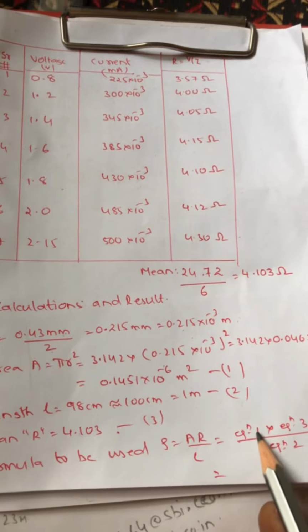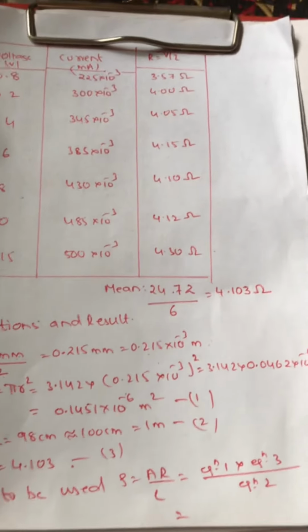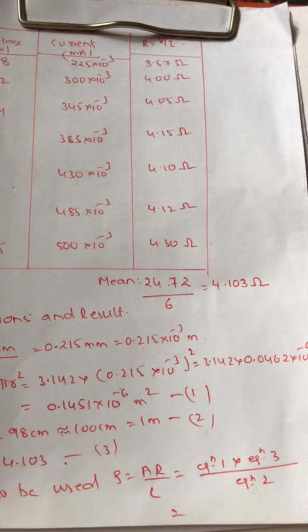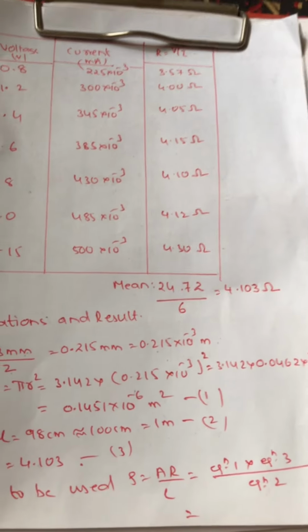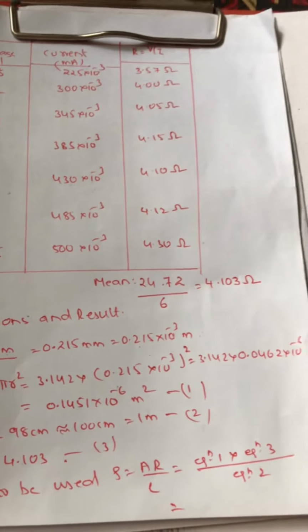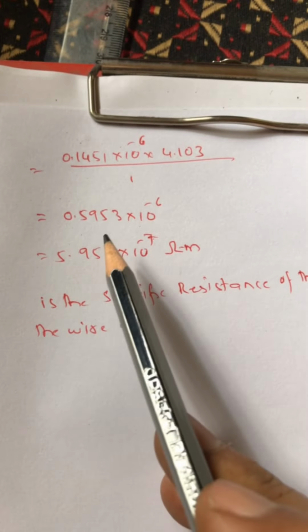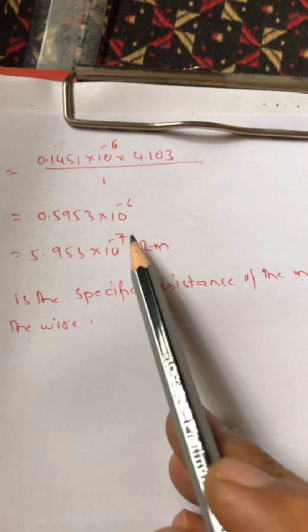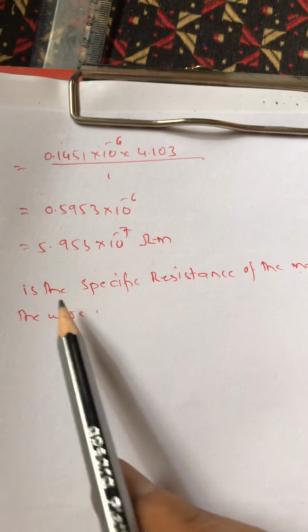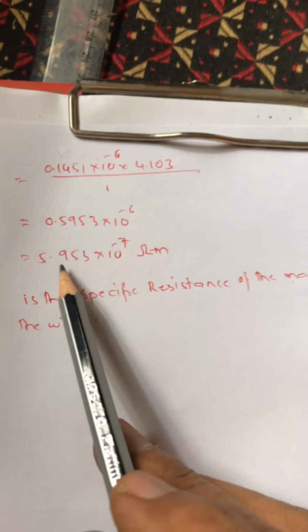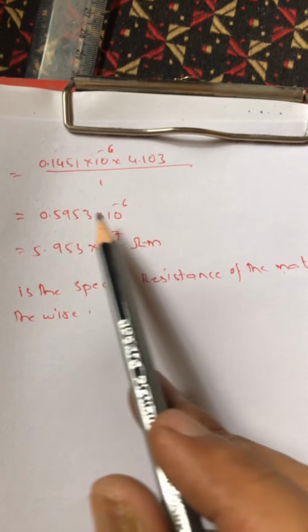Fine. So what do we get? Shall I wait for a minute or so? You can continue. Just do this calculation and you should end up getting the value 5.953 into 10 raised to minus 7 ohm meters. This will be the specific resistance of the material of the wire.